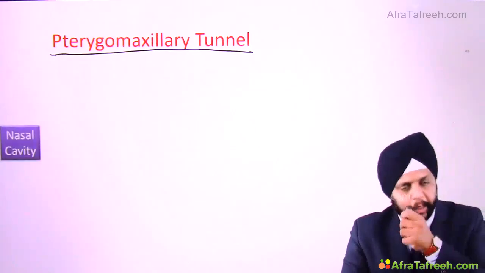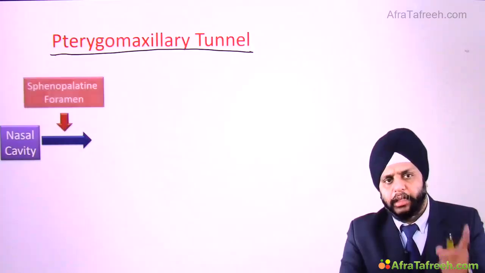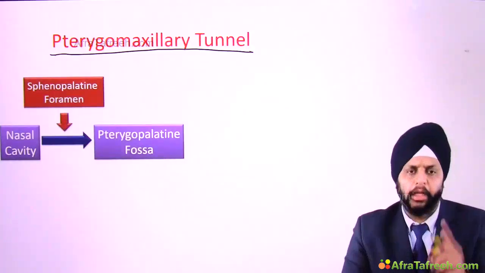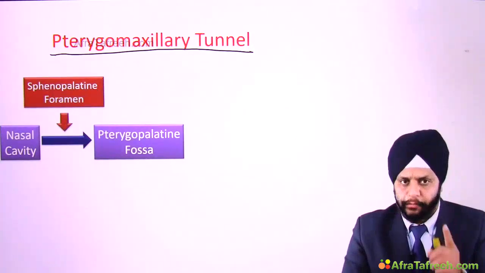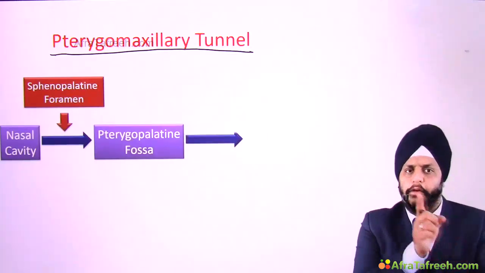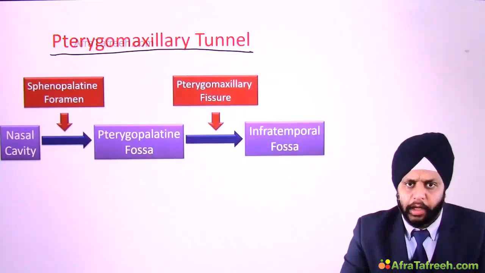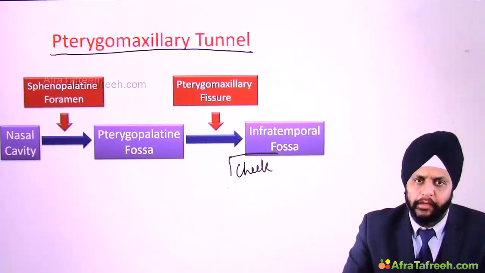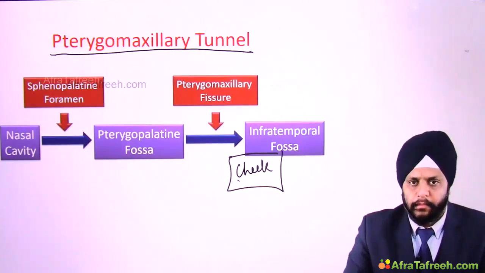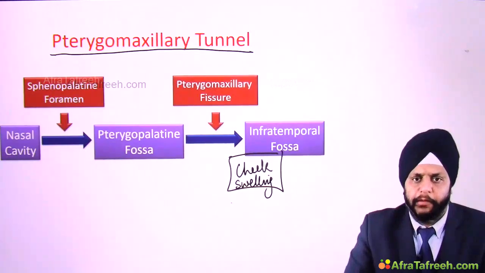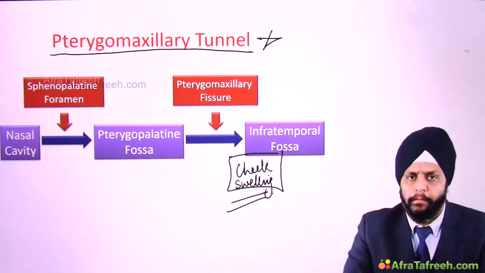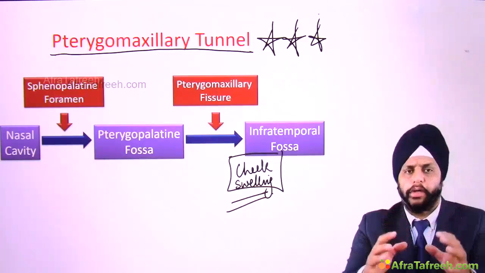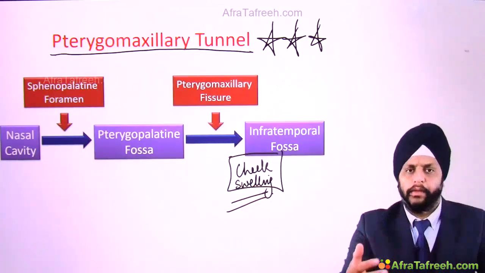So remember, from the nasal cavity there is the sphenopalatine foramen, and it goes lateral to the sphenopalatine foramen. It will come into the pterygopalatine fossa. It crosses from the pterygopalatine fossa, it crosses the pterygomaxillary fissure. It reaches the infratemporal fossa, that is your cheek, and the JNA gives a cheek swelling. Right? This anatomy I have spent time on because it is very important. This tunnel is used at a lot of places and is very important to understand the JNA. Why? We will discuss it.